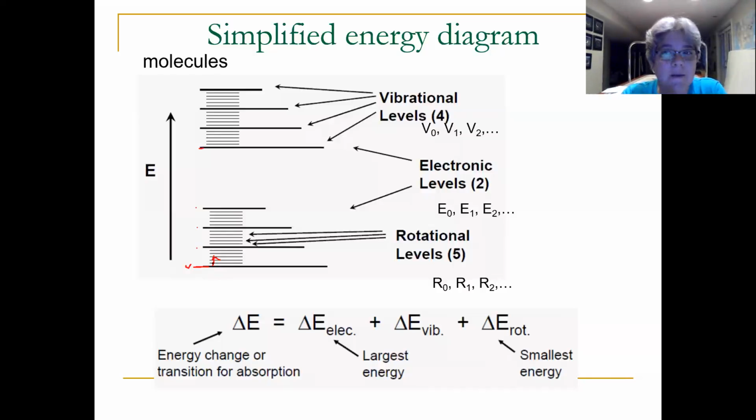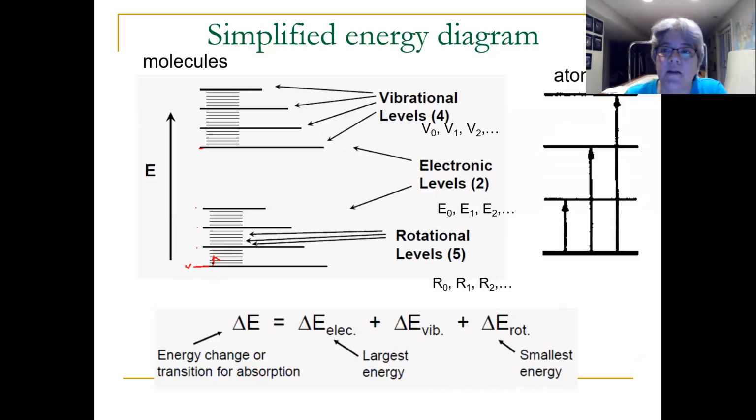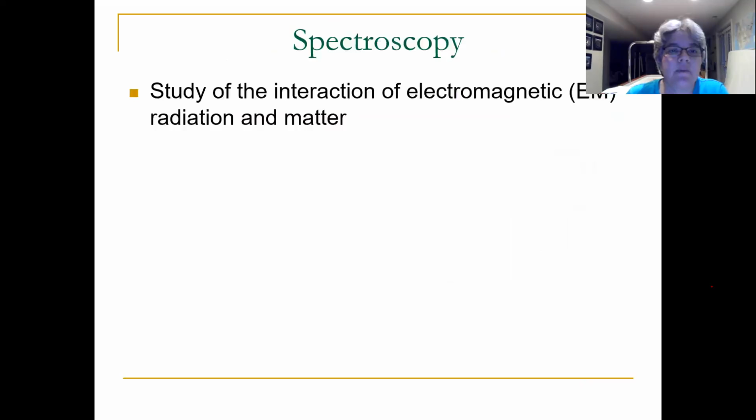Now, for an atom, remember an atom only has 1 kind of transition. Which one? Okay, that's the electronic. So for an atom, it's much simpler. You just have the E0, E1, E2, E3. No vibrations, no rotations. And remember, that's because atoms don't have bonds. And to have a vibration or a rotation, you need bonds.